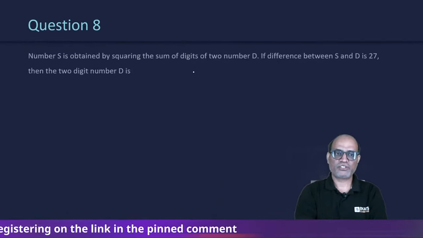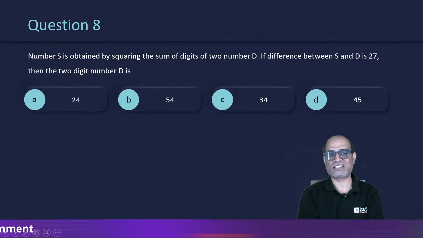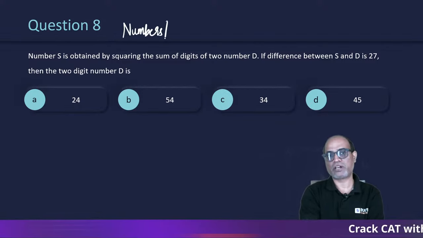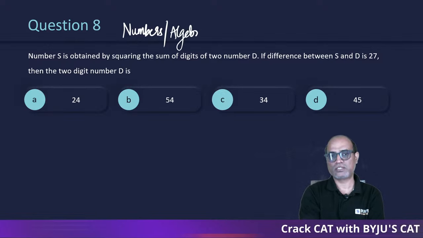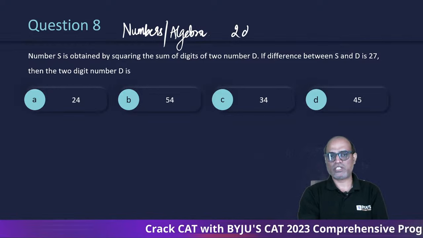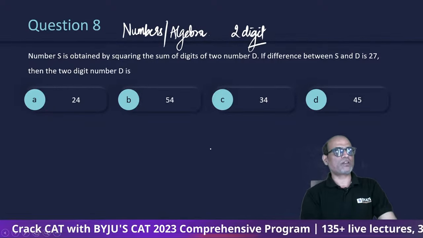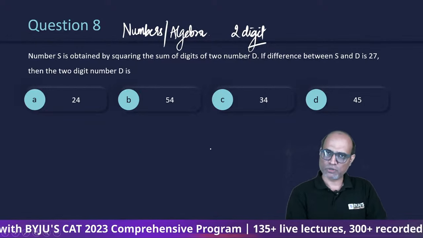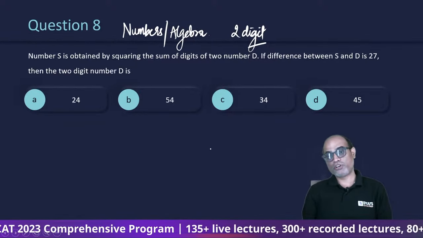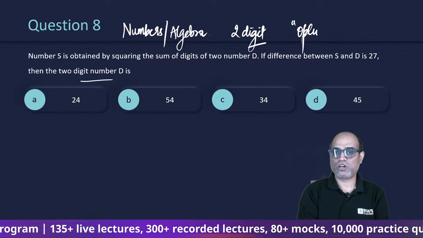Okay, next question. Number S is obtained by squaring the sum of the digits of two-digit number D. If difference is this, then the 2-digit number is. So this is a question on numbers or algebra, depending upon how you guys treat some questions. And this is about 2-digit number. Why I said algebra, reason being कि ये आपका variable होगा, right? 10x plus y करके कुछ ऐसा लिखोगे. But here I'm not going to do that. Since the question asked is 2-digit number, I will be using the options का logic.